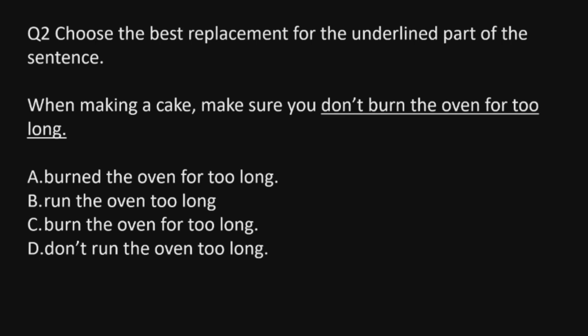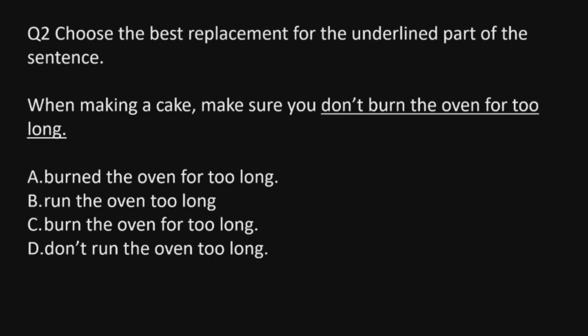Here the verb is burn. In the sentence the verb is burn, but we don't burn the oven, we actually run the oven or use the oven. Okay, so in the options we can see there is burn and run, only two verbs, so the burn option is the wrong one. So we are eliminating option A and option C. So we remain with option B and option D.